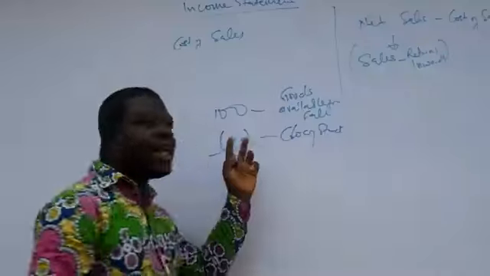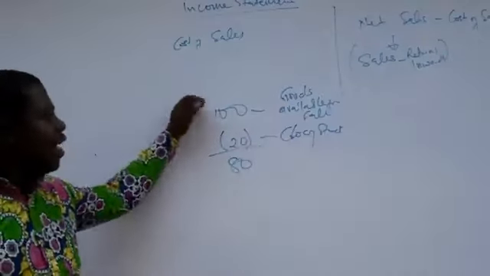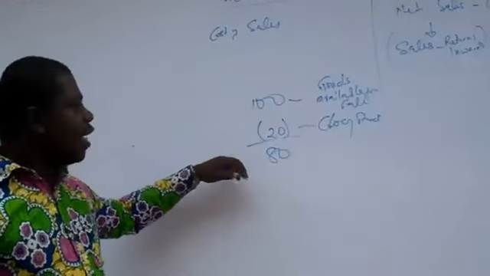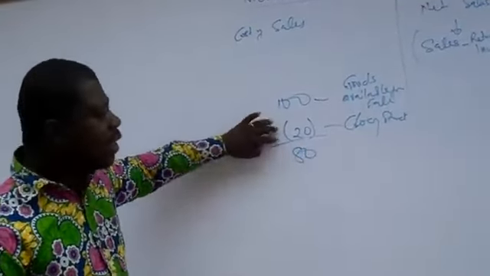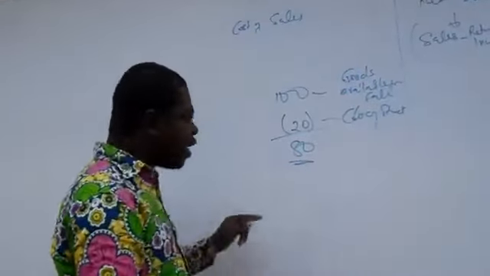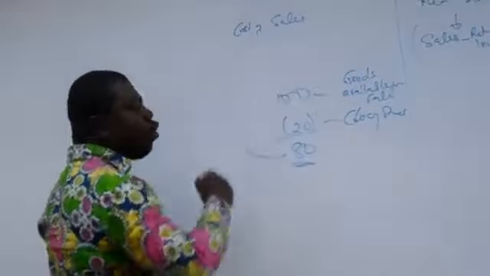So that is the goods that I had available for sale. If this is the cost of the goods that I had available for sale, and at the end of the day I had 20 cedis of stock remaining, then it means that I sold 80. And so this 80 is what we call cost of sales.